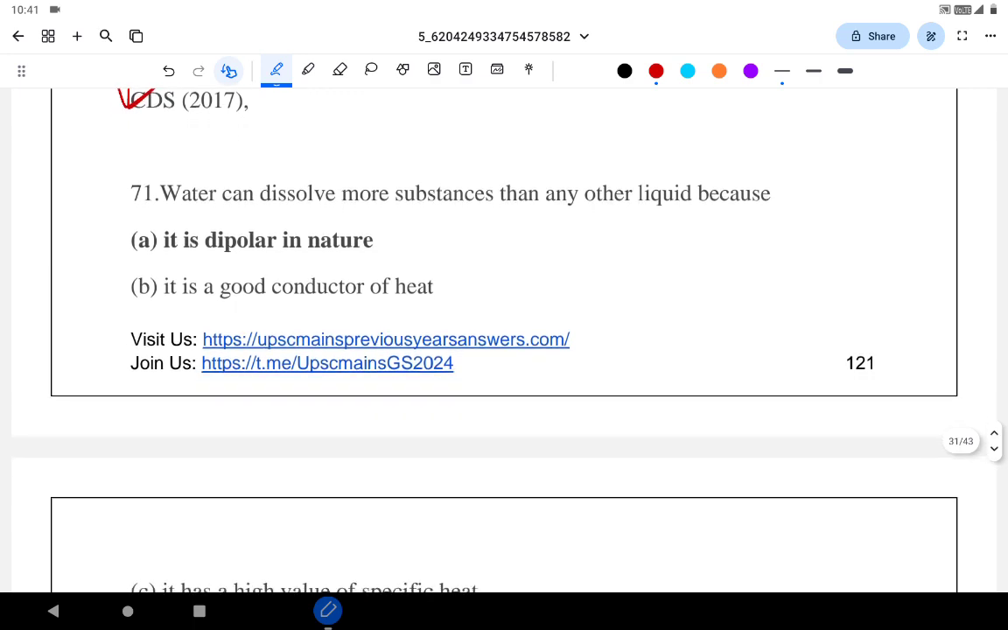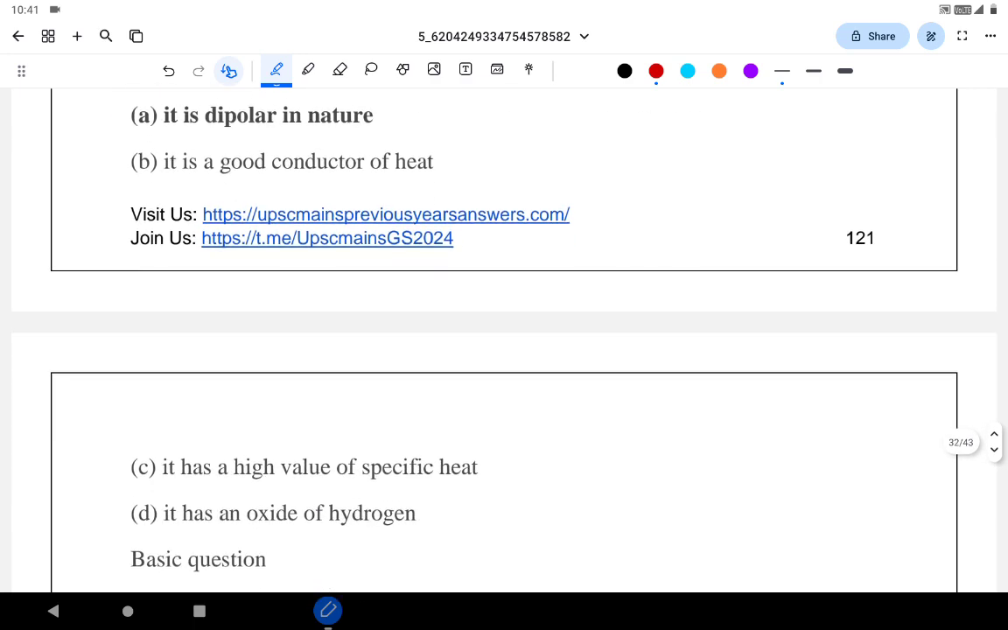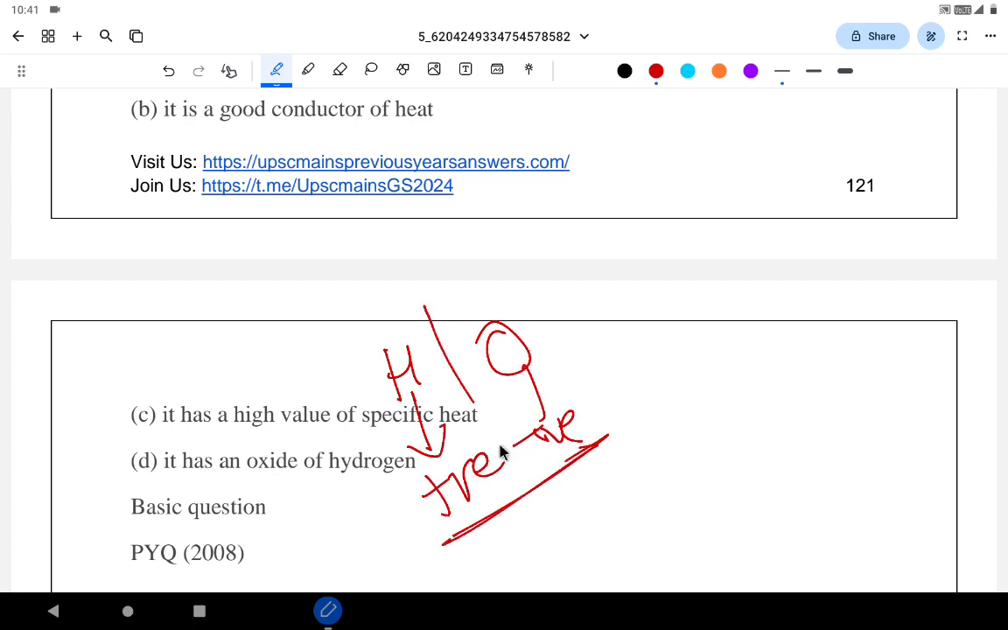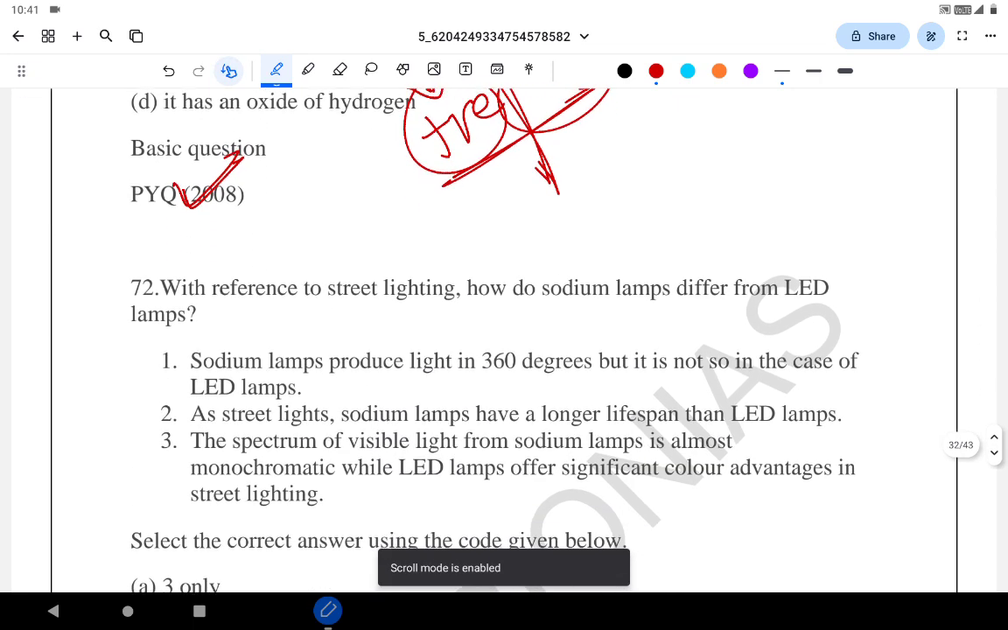Water can dissolve more substances than any other liquid because water is dipolar in nature. What is dipolar? The formula of water is H2O. It has H and O. H is positively charged, O is negatively charged. It has two elements which are oppositely charged, that is called dipolar. Because of being dipolar, it can dissolve anything, so it's called a universal solvent. This question was also asked in PYQ 2008. Let's go to the next question.